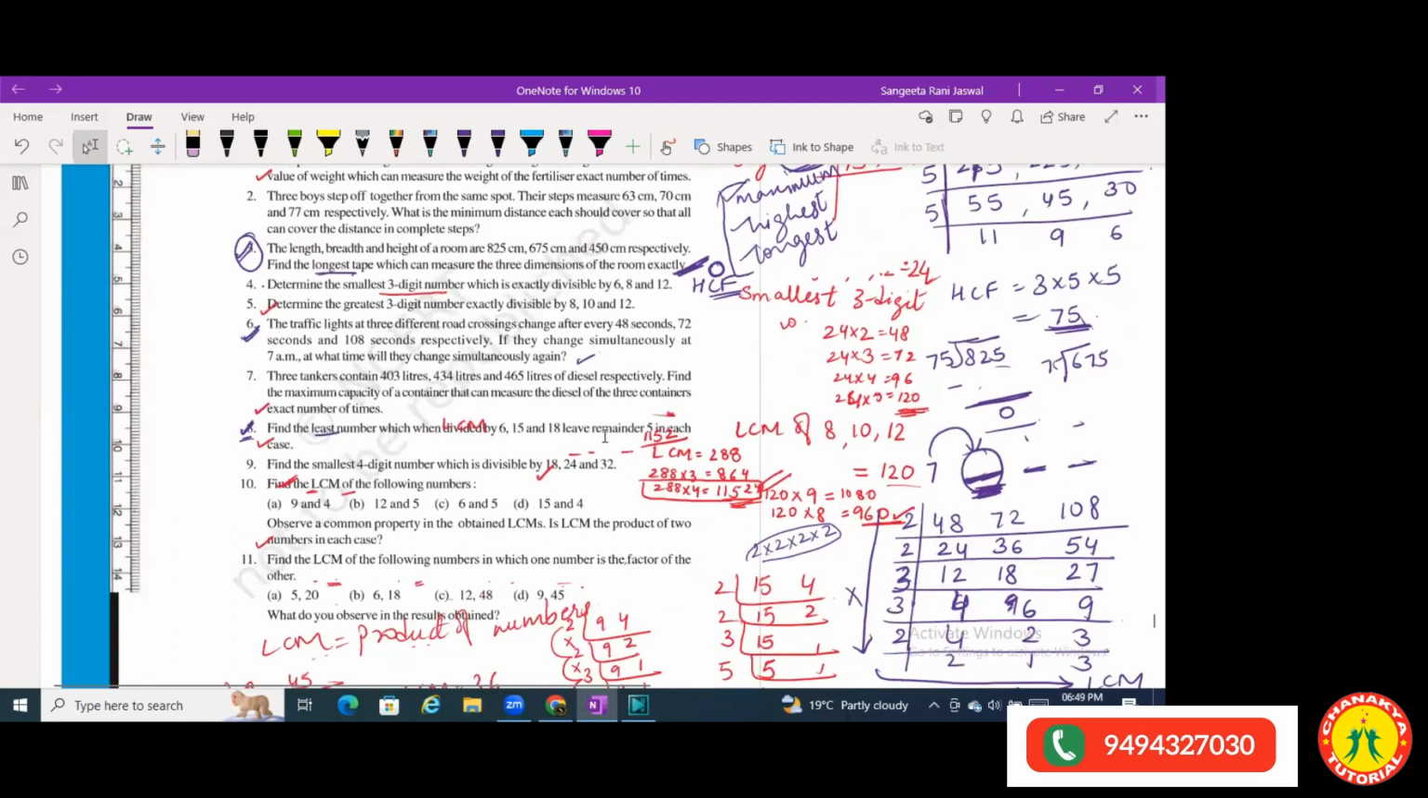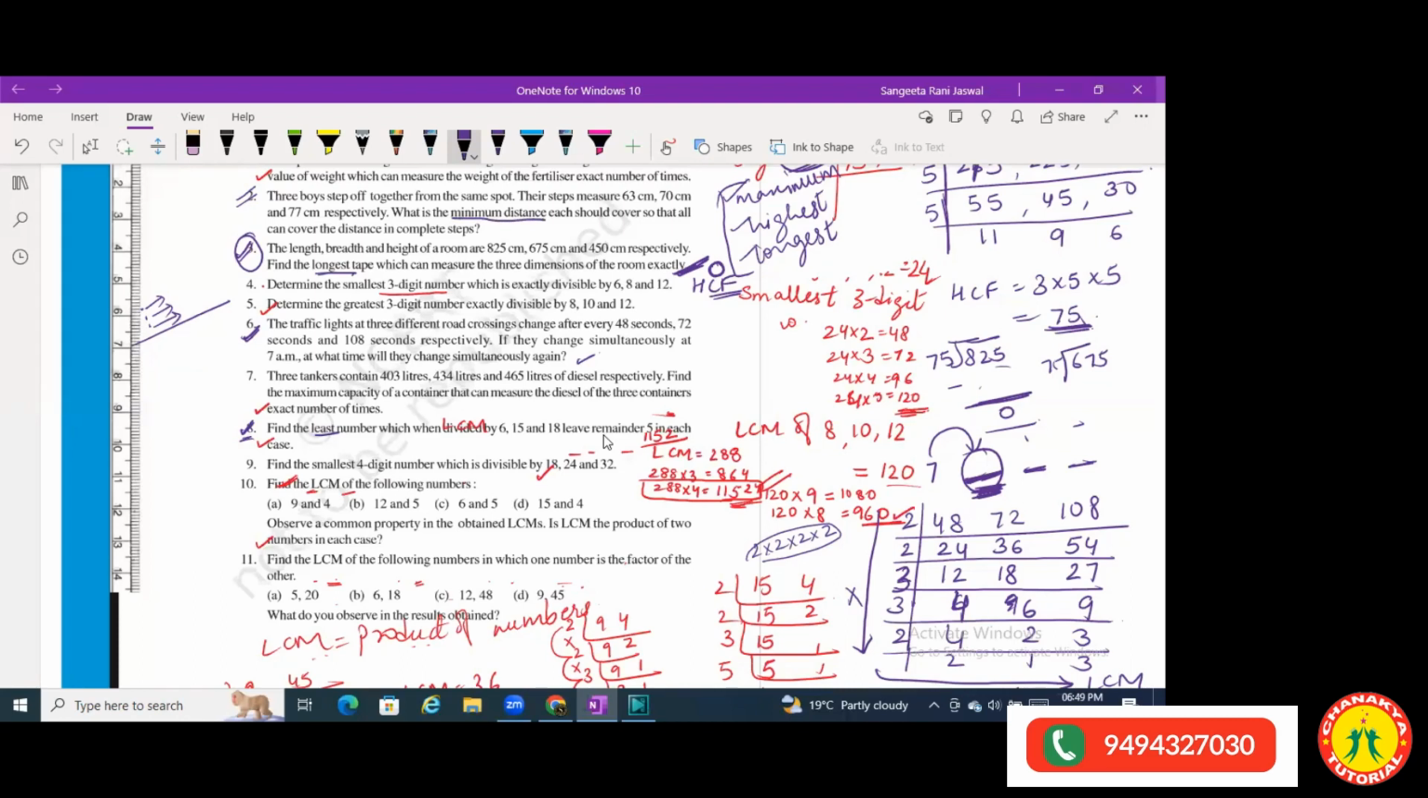Do you want to take any more sum in this exercise? Just take any sum and we'll try it. They all have the same method. You can see this question also. Question number 2: 3 boys step off together from the same spot. Three children are stepping together from the same point. Their steps measure 63 centimeters, 70 centimeters, and 77 centimeters, respectively. What is the minimum distance each should cover so that all can cover the distance in complete steps?